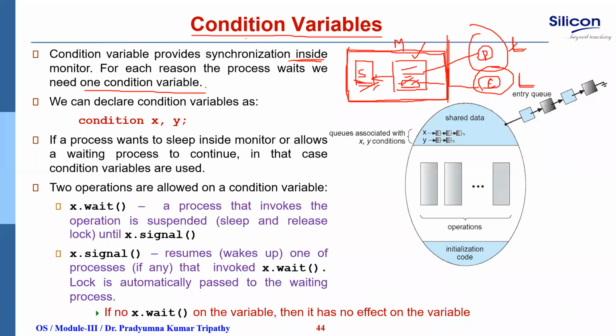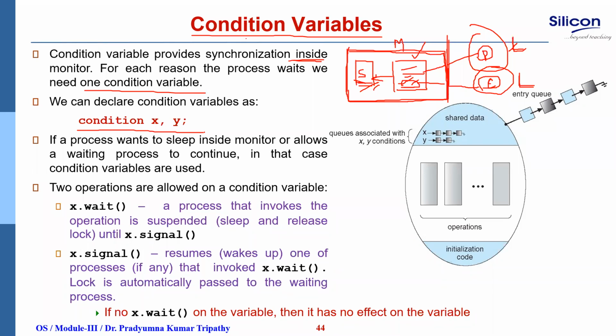Right? How will you declare the condition variable? We will declare like this: condition x, y. So x is a variable, like we write integer x, y; x is an integer, y is an integer. If I have 2 or 3 condition variables, I will write condition x, condition y, condition z. What are these x, y, z? There might be multiple reasons for which it has to wait. Like one example I have given over here.